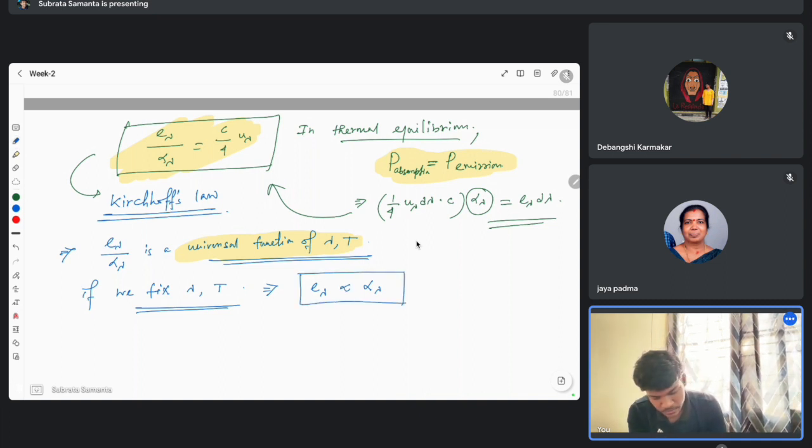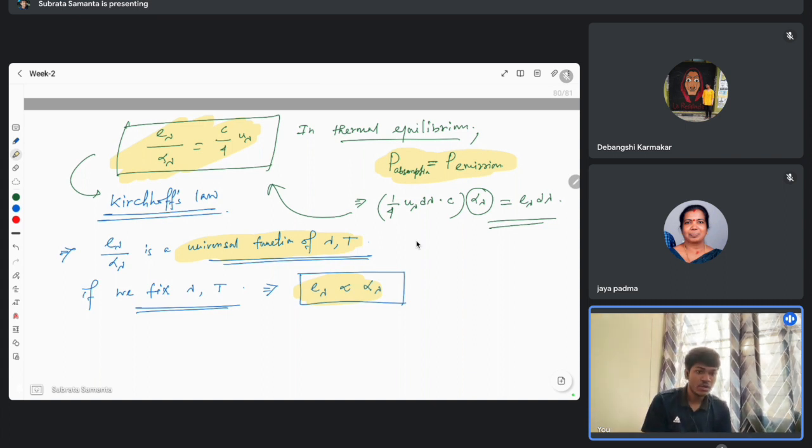So that means a good absorber is a good emitter and a bad absorber is a bad emitter, with alpha lambda and E lambda proportional. If it is a good absorber, that means alpha lambda is high, so it automatically tells us that E lambda is also high, and similarly for the others.